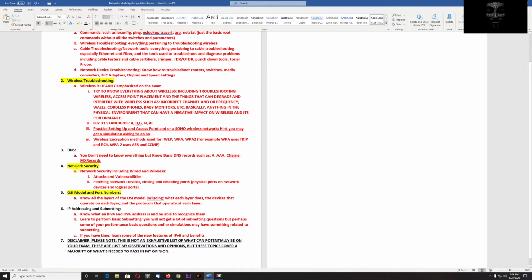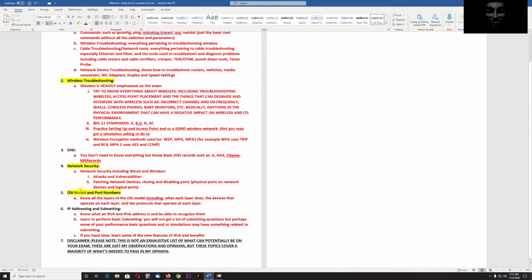Network security is highlighted, so guess what? You should focus on it. Everything secure in the network. It doesn't matter if you're talking wired, hardwired, or wireless. Network security is very important. I'm talking about attacks and vulnerabilities, patching network devices, closing and disabling physical ports on network devices, and logical ports. So you may be talking about a switch. How do you prevent a user from accessing a switch port, and the type of security, network access control, basically that kind of stuff.